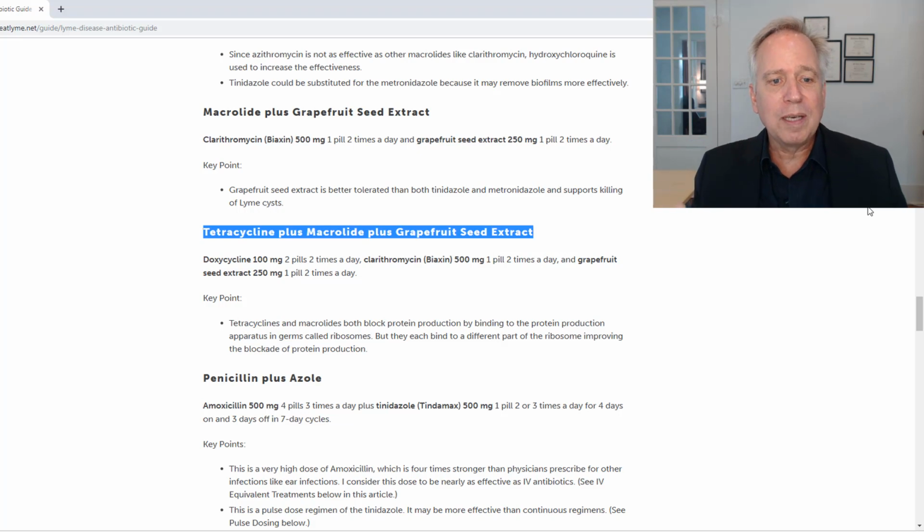Okay. Now remember earlier I said tetracyclines work in a very similar way to the macrolides. They both get inside of spirochetes and inside of cells, and they basically limit germ growth by blocking protein production. But here's the thing. They block it in different ways. So if you put the two together, you get a super blockade of protein production of the germ, so the germ has a hard time growing, okay? And then grapefruit seed extract in this is used to treat the cyst form of the germ.